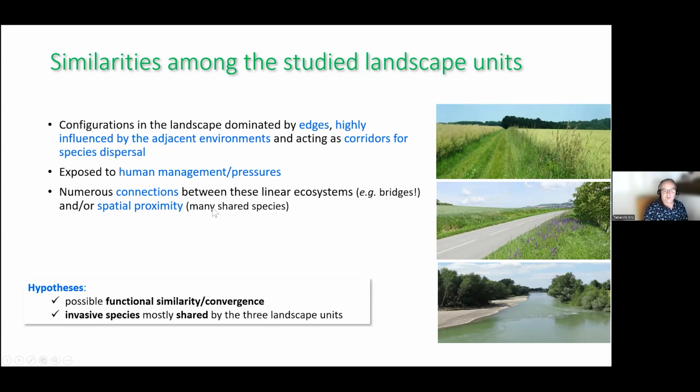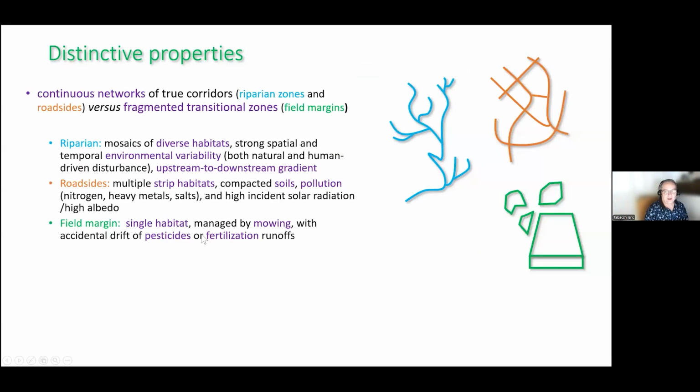So some first hypotheses. The first one would be that we expect a functional similarity or convergence between the communities hosted by these units. Also, as they are linear systems, we expect that invasive species can be shared by these three landscape units. There are also some differences.